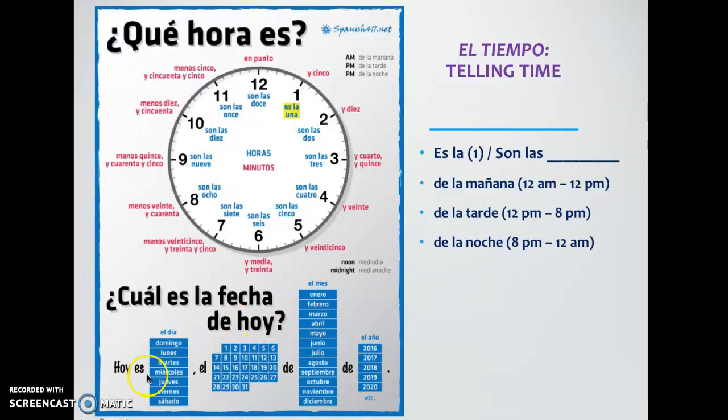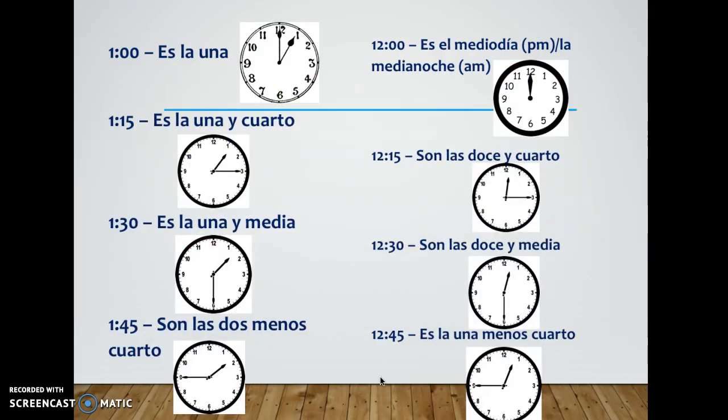And how you can say the date. Okay, when you're discussing date, you say hoy es, today is, the day of the week, comma, el, number of the day, del mes, month, of the year. So it's always day, month, year. The United States is actually the only country in the entire world that has month, day, year. Every other country in the world uses day, month, year, which makes sense.